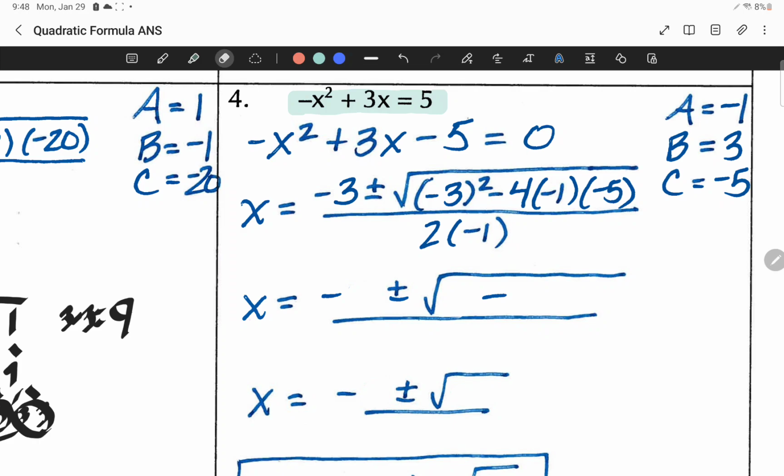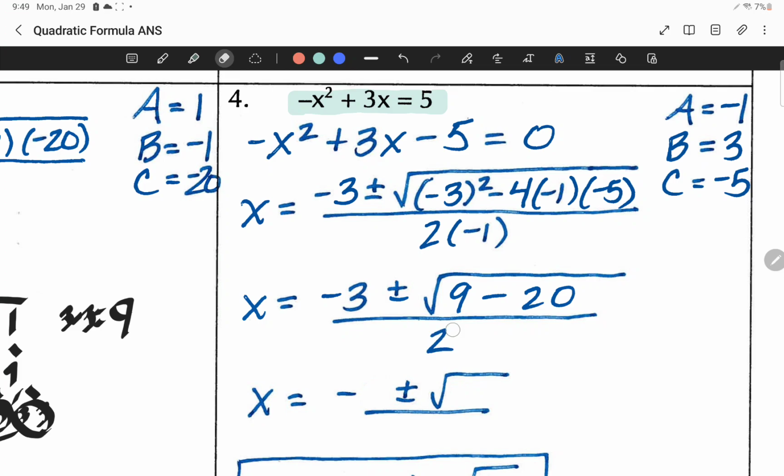At this point, we just go ahead and simplify. The 3 on the outside is not going to change. It's going to stay negative 3. Now, the 3 on the inside is going to turn into a positive 9, because negative 3 times negative 3 is positive 9. And then now we start multiplying. So negative 4 times negative 1 is positive 4. And then positive 4 times negative 5 is negative 20. That's why we have a negative right there.